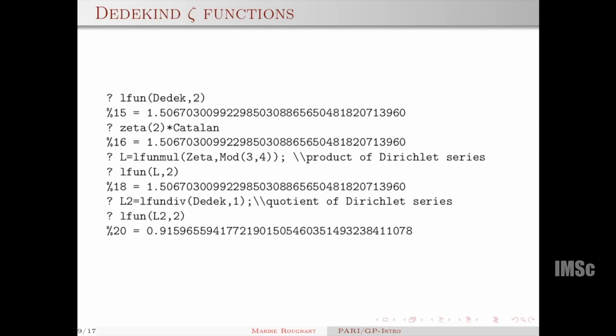You can also divide one L function by another. Here, I'm trying to divide my Dedekind zeta function by the Riemann zeta function. And we get this number, so we can recover what should be the Catalan number.